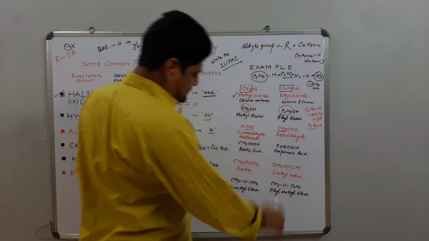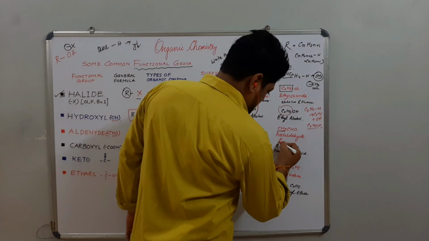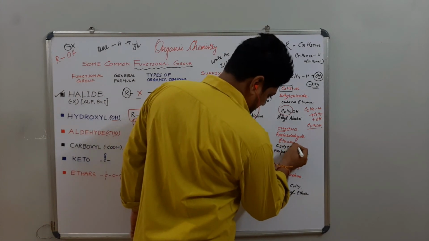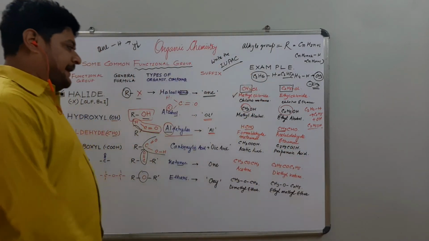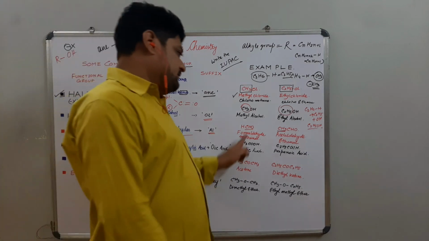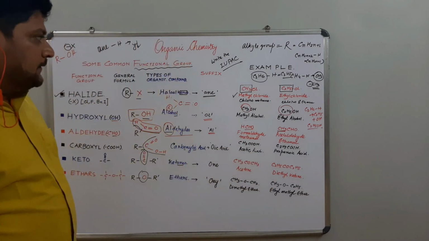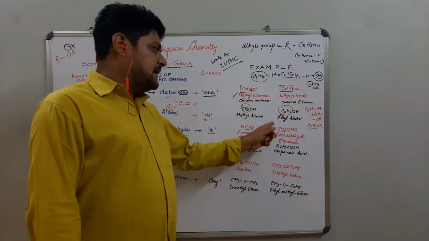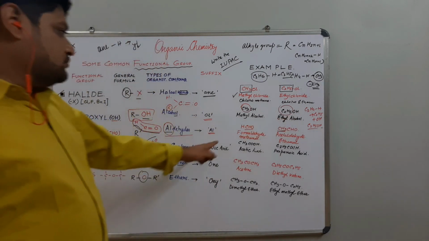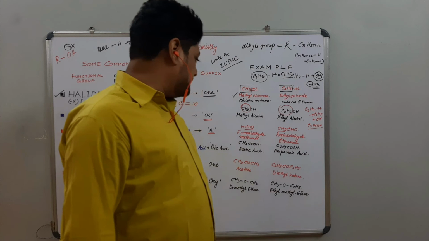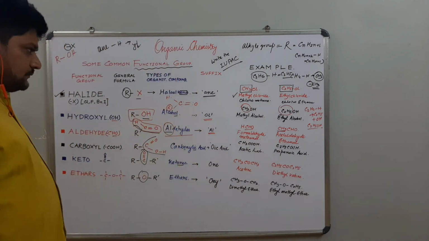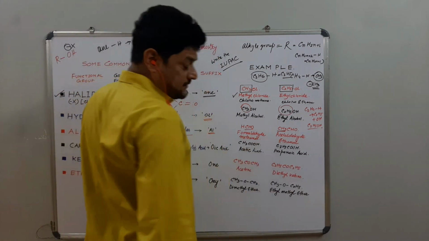The IUPAC name of this is methanol. This is ethanol. Not "all", "al": ALL. This is aldehyde, ethanol. If OH is there, then it is methanol (methyl alcohol) or ethanol (ethyl alcohol), like this. Methanol or ethanol is nothing but the IUPAC name.